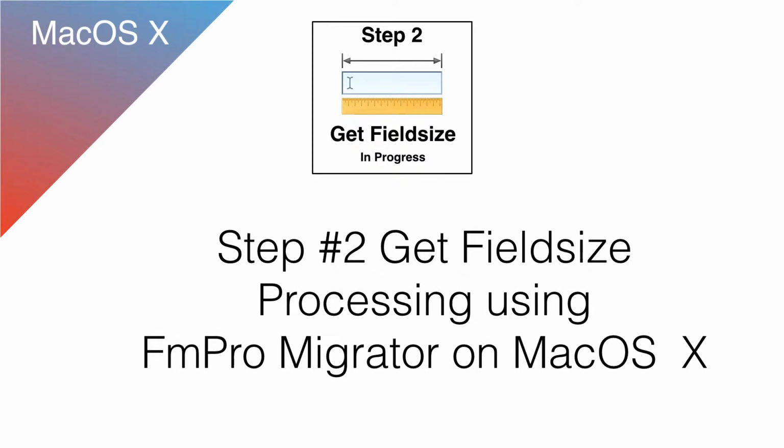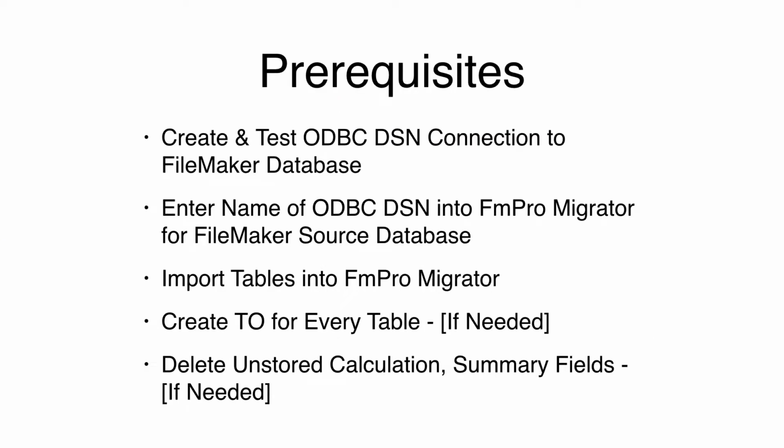The step number 2, Get Fieldsize Processing, is used by FmPro Migrator to calculate the maximum size of every field in a FileMaker database table. This information is used during step number 3 to create the table in the SQL database.